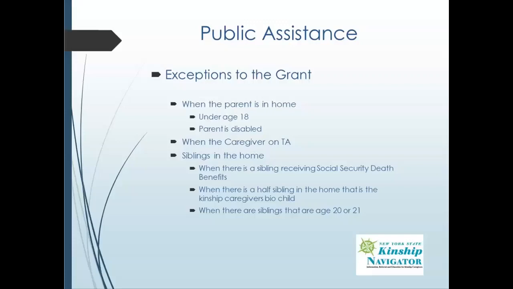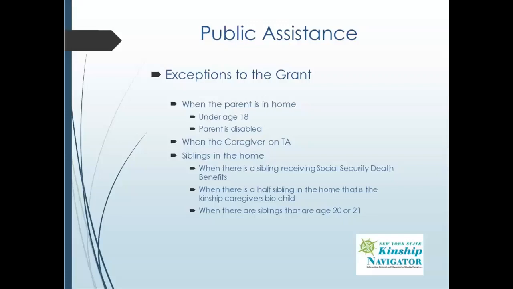If the parent is disabled but is residing in the home, often the caregiver is able to receive the grant because they are the one making decisions for the child. So if there's a kinship caregiver in the home and then there's a biological parent, but the biological parent is disabled and making no decisions for the child, then that kinship caregiver should be entitled to receive the grant.